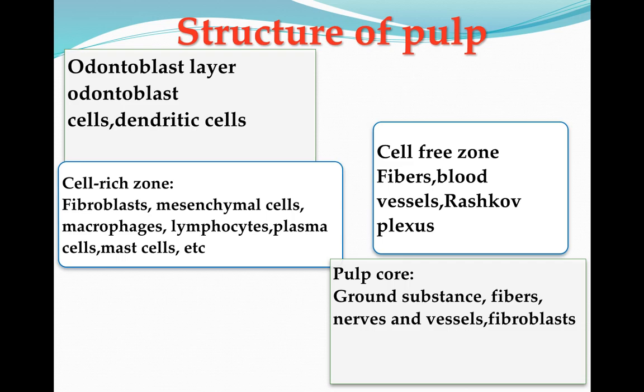In the odontoblast layer, there are odontoblast cells and dendritic cells. The cell-free zone consists of fibers, blood vessels, and Rashkov plexus. In the cell-rich zone, there are a lot of cells such as fibroblasts, mesenchymal cells, macrophages, lymphocytes, plasma cells, mast cells, and in the pulp core there are ground substance, fibers, nerves and vessels, and a few fibroblasts.